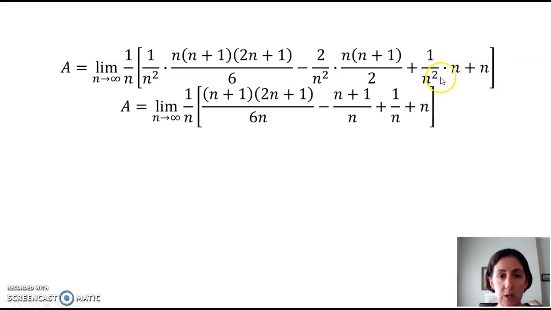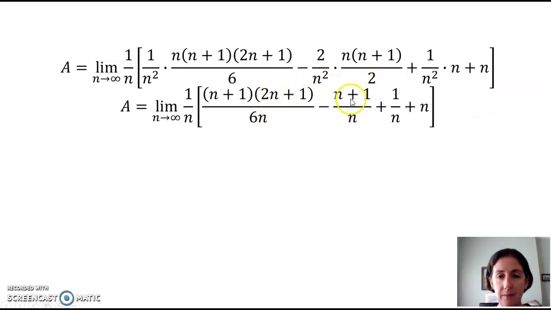All right, so now what I'm going to do is I'm going to simplify. This n and this n squared will cancel down to 1 n, and then I've got all of this right here, this n plus this n canceled, so n plus 1 times 2n plus 1 all over 6n. This n and this n squared will reduce down to 1 n, and these 2's will cancel, so I'm left with n plus 1 over n. And then this n and one of these n's will cancel, and I'm left with 1 over n, and then I have a plus n.